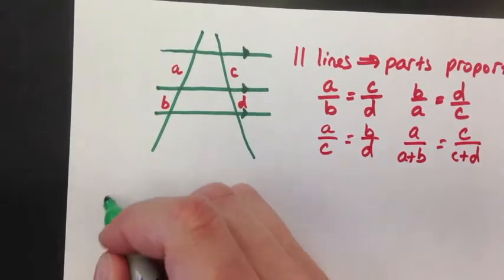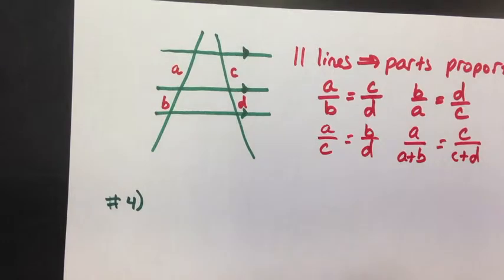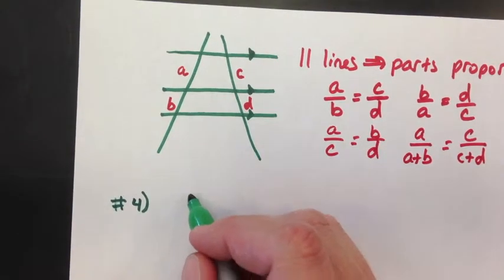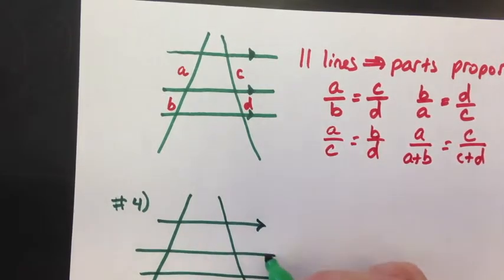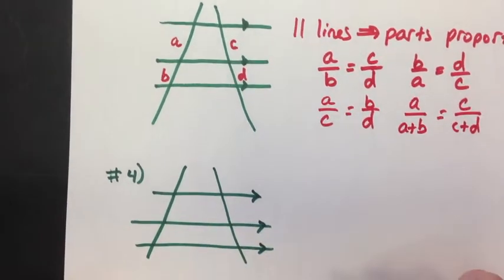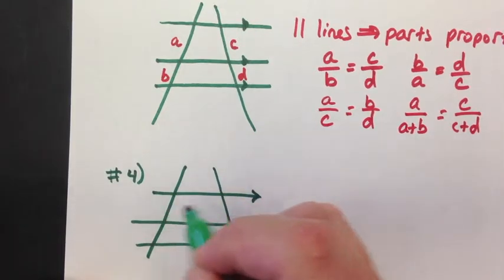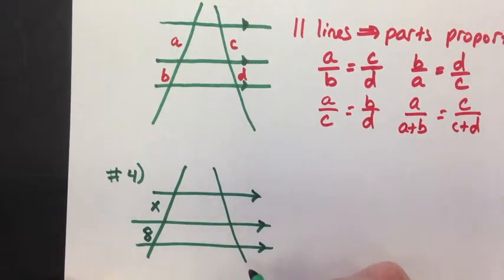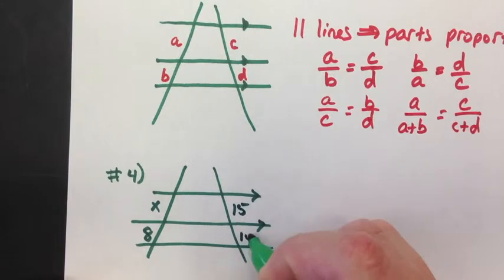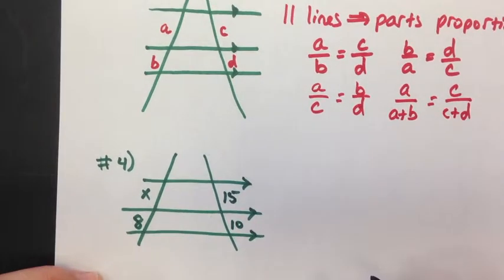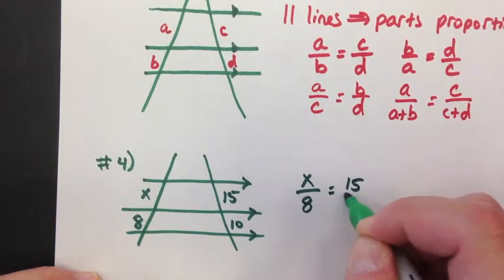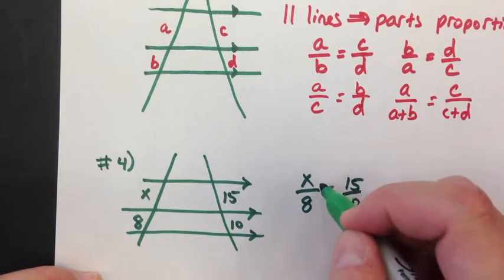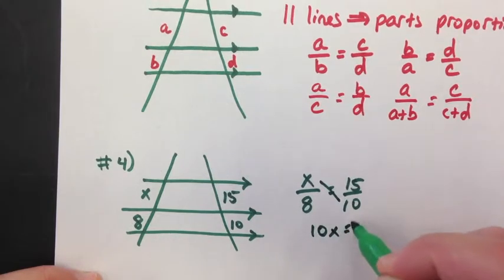Okay, so for example here, I'll give you a couple more examples. Here's number 4. Let's say that we have this situation. We'll say that all these lines are parallel, and I'll go x, 8, 15, 10. And what you could say here, again, there's a lot of ways to do this. You could go x over 8 equals 15 over 10. Cross multiply, you got 10x equals 8 times 15 is 120.